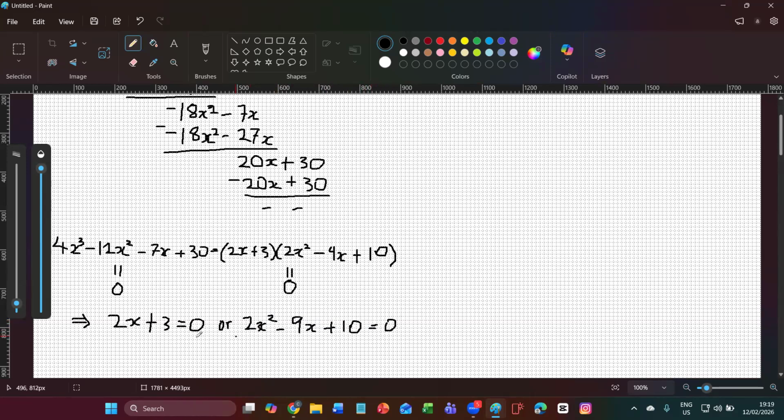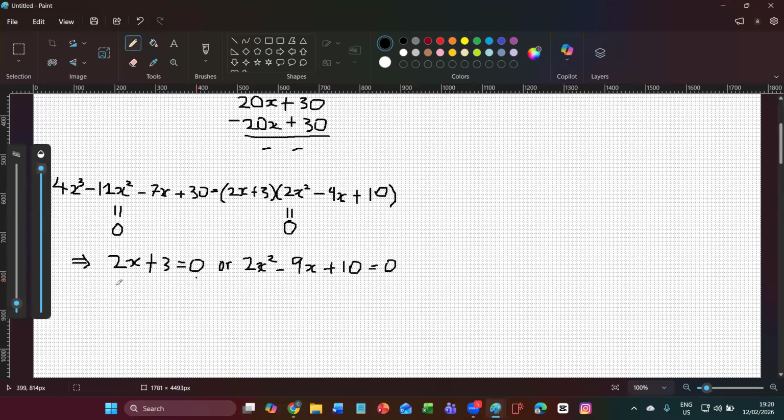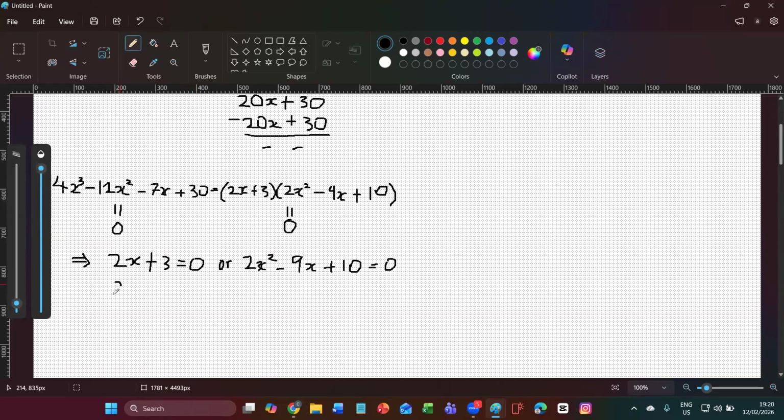Okay? Alright, so let's work on the left hand side because that one is more straightforward. So 2x plus 3 equals 0 means that 2x equals what? Minus 3. 2x will be equal to minus 3, and therefore x will be equal to what? Minus 3 over 2.